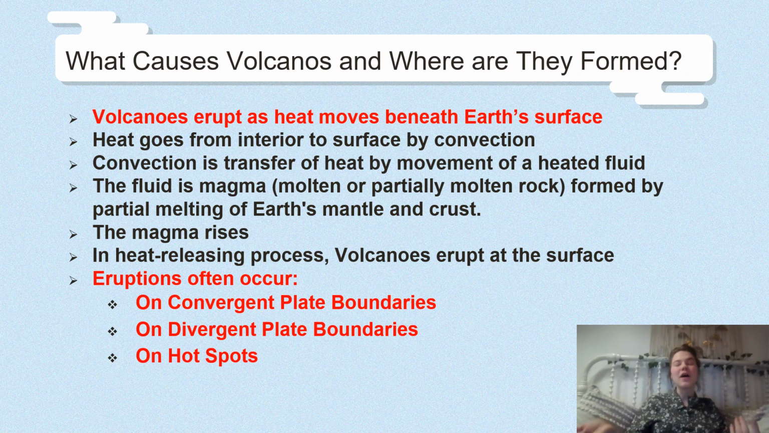So first off, how do volcanic explosions happen? Volcanic explosions occur when there is heat conduction beneath the Earth's surface. This can happen in three different ways. They can happen with convergent plate boundaries, divergent plate boundaries, and hotspots. And we'll get into what those are a little bit later.